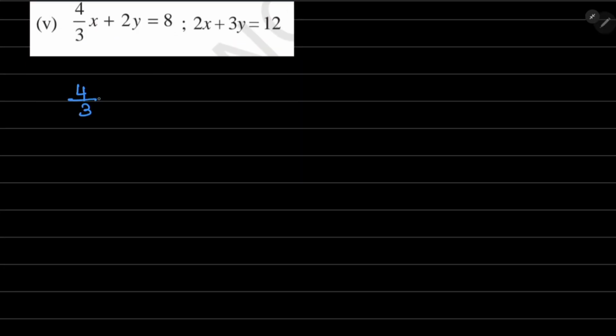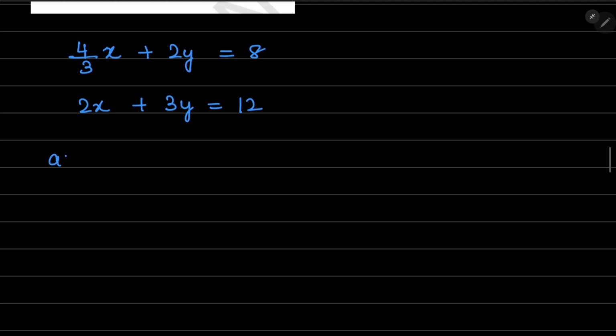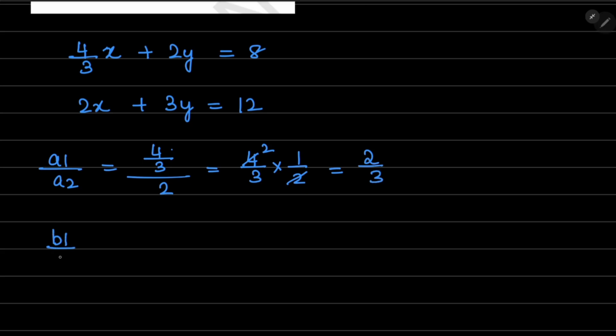So the 5th question is again the same way. 4 by 3x plus 2y equal to 8. And the second one is 2x plus 3y equal to 12. Let's take the ratios. A1 by A2 is equal to 4 by 3 whole divided by 2, which is nothing but 4 by 3 multiplied by 1 by 2. So you can cancel, which is nothing but 2 by 3. What's your B1 by B2 ratio? Again 2 by 3. What's your C1 by C2? It's nothing but 8 by 12, so this is also 2 by 3.